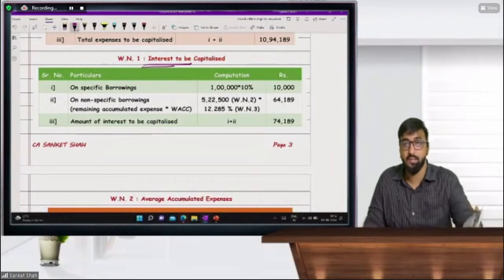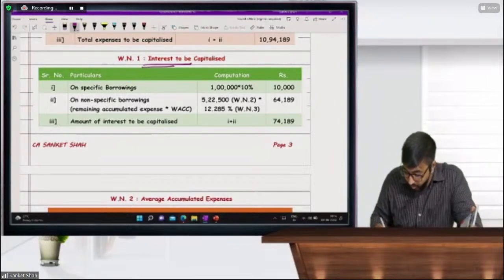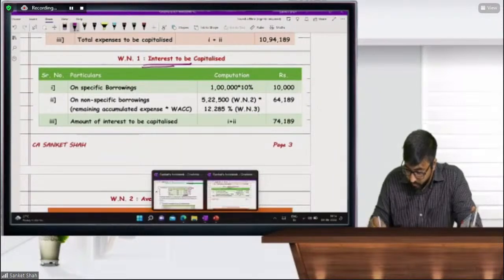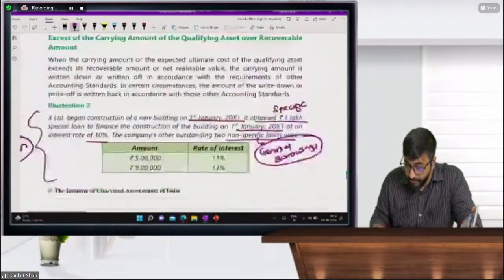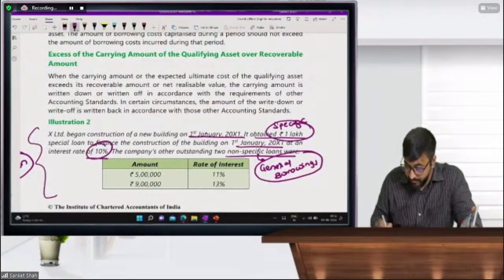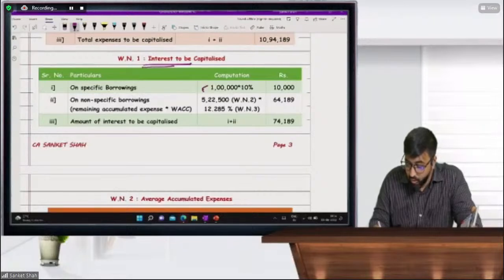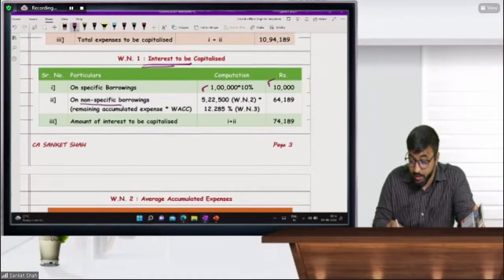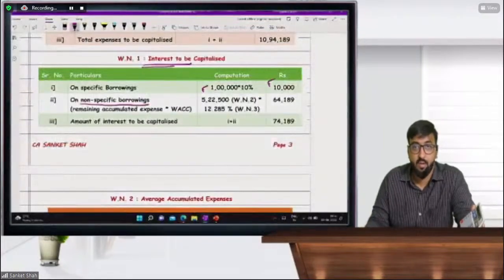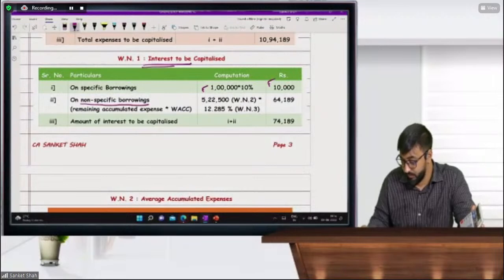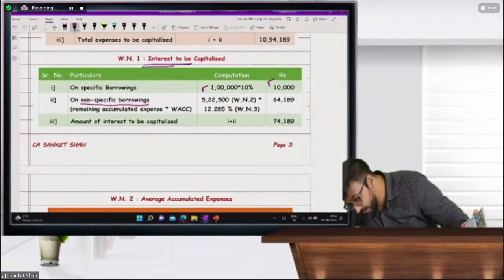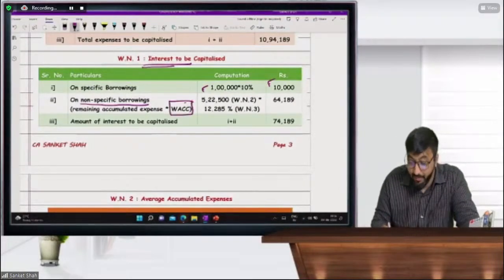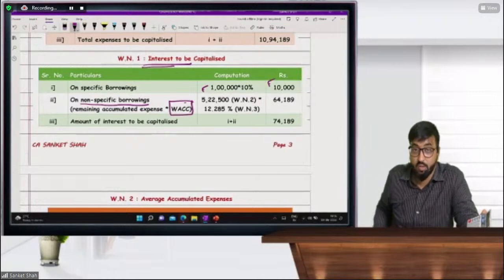Interest to be capitalized. Specific borrowing. Now, what is a specific borrowing? As you are aware, specific borrowing is rupees 1 lakh and 10% is the borrowing rate. So 1 lakh into 10%, you got this concept, beta, 1 lakh into 10%. And on non-specific borrowings, we use the weighted average cost of capital concept. What is weighted average cost of capital? Understand the concept.